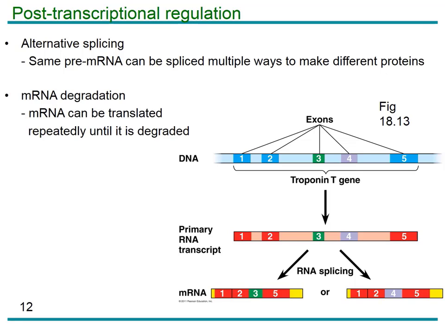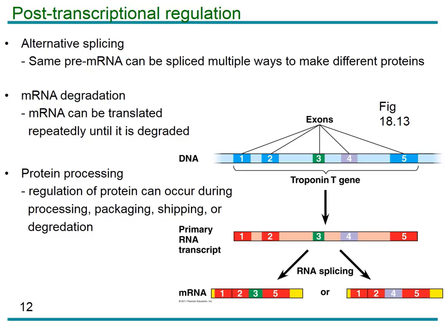We also control protein expression through mRNA degradation. Once we produce an mRNA, it can be translated repeatedly until it is degraded. By controlling the breakdown of mRNA, you can control how much protein is produced. If you need a lot of protein, you don't want to break down your mRNA very quickly. If you only need a little bit of protein, then that mRNA is broken down rapidly, so only a little bit of that mRNA is translated into proteins.